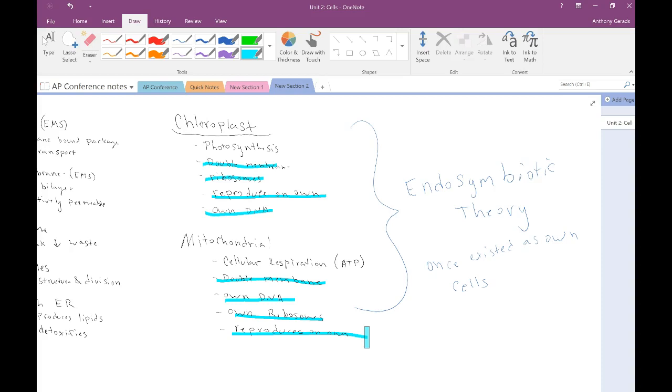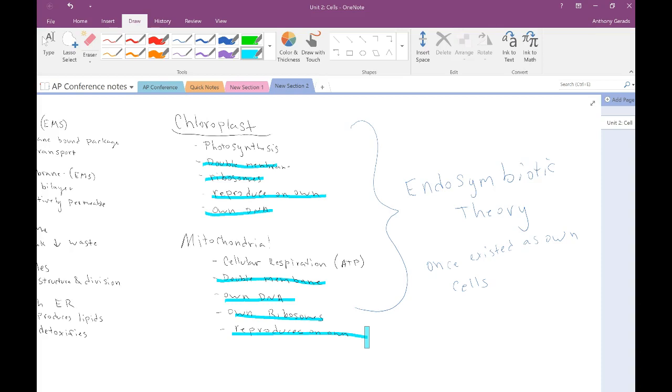And so because they do all this stuff, it's believed that at one point in time it existed on its own, and that's called the endosymbiotic theory. And then at some point it was engulfed into another cell, and they started working symbiotically to benefit each other. Okay? Any questions on cells and organelles and any of that jazz?